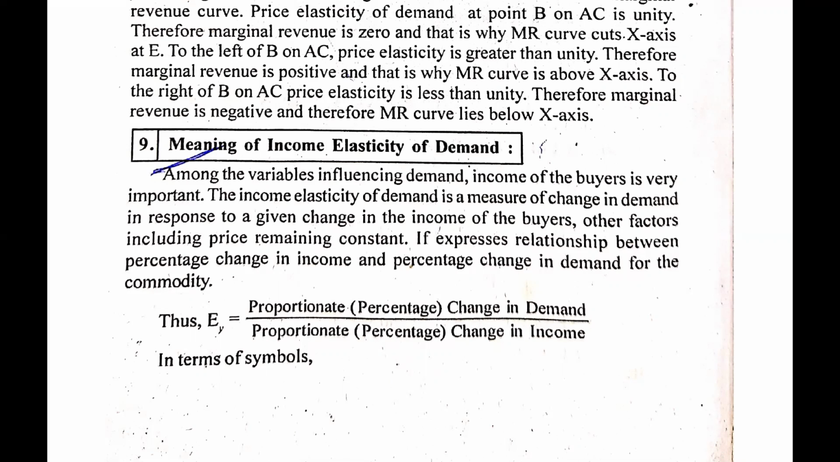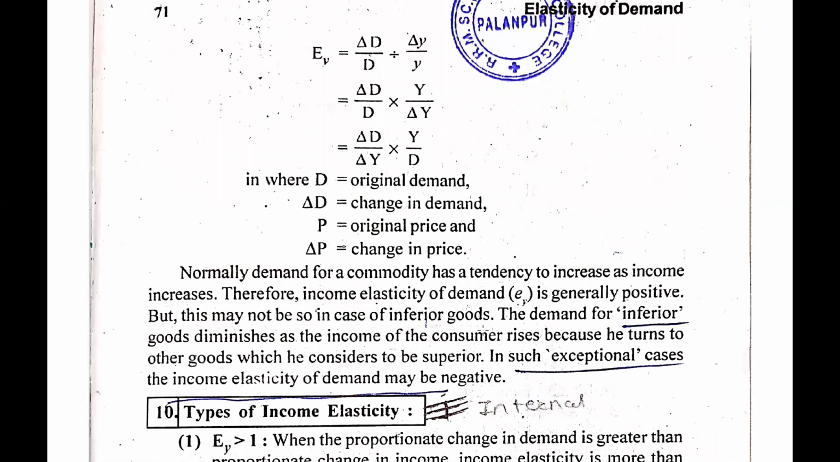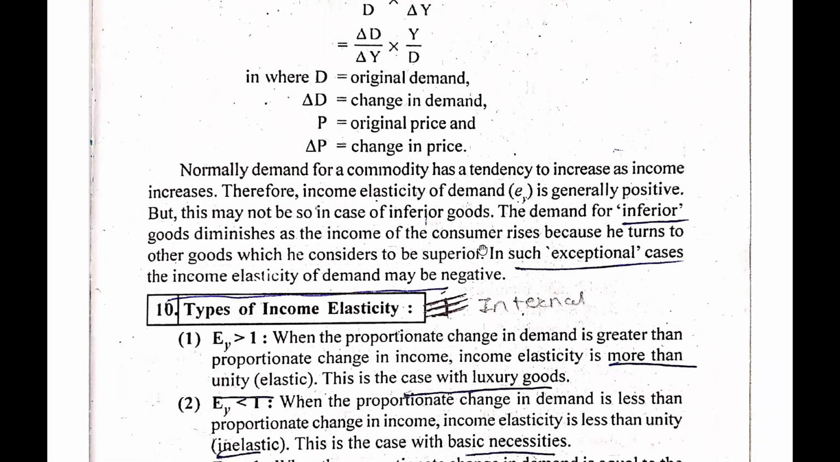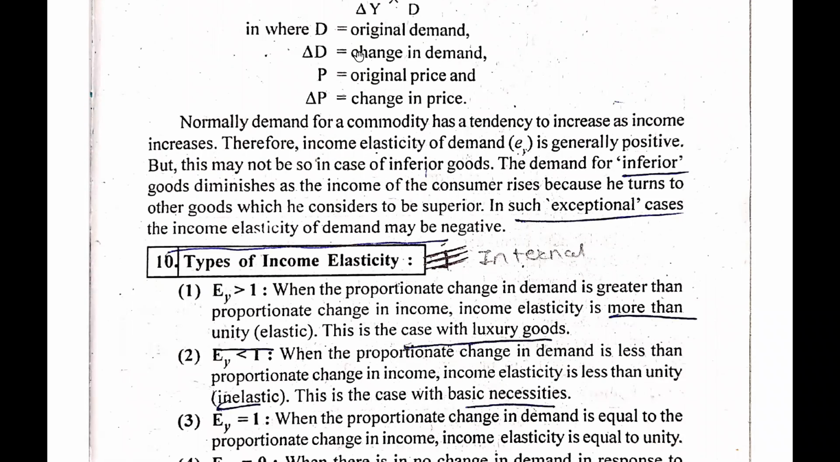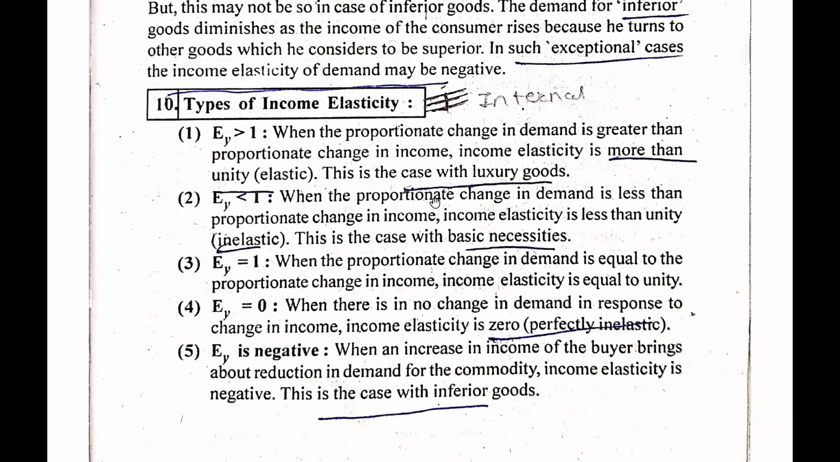So guys, let's see here. Thus, the income elasticity of demand is equal to the proportionate or percentage change in demand divided by the percentage change in income. So here we are given the formula to find the income elasticity of demand. We will move further. We are given the symbolic formula over here and also the symbolic meaning. Now we will move further and see the types of income elasticity.